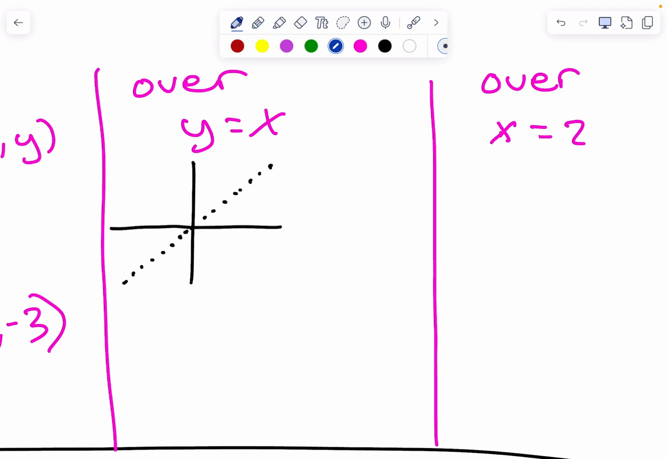Okay, so over the line y equals x, this dotted line right here is the line y equals x. Do you know that? Y equals x, like a linear function, right? If I graph this, it's like y equals x plus 0, so you start at 0 and you go up 1, over 1, right?